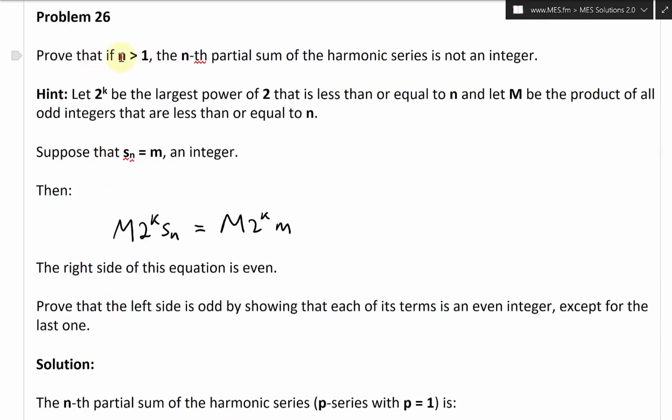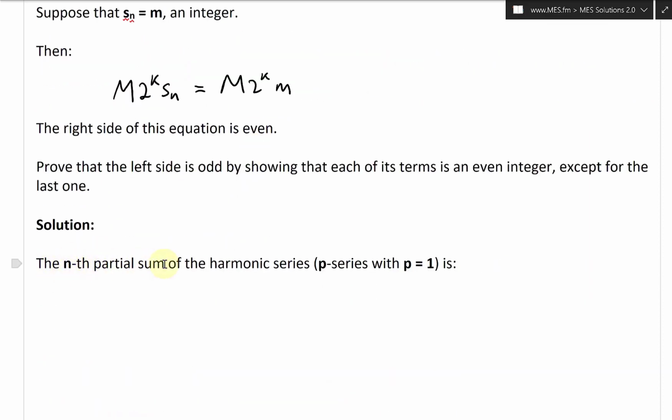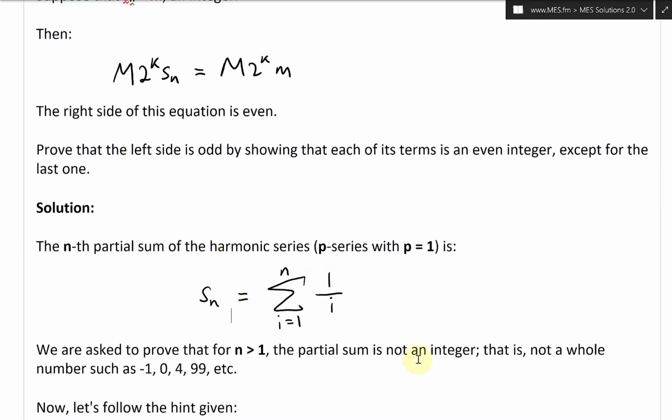And again, we've got to prove that this nth partial sum of the harmonic series is not an integer. So, solution: the nth partial sum of the harmonic series, where again it's a p-series with p equals 1, we can write this as S sub n, a summation going all the way up to n, so we're summing it up to n, not infinity, starting from i equals 1, of 1 over i. Alright, so here is the nth partial sum.